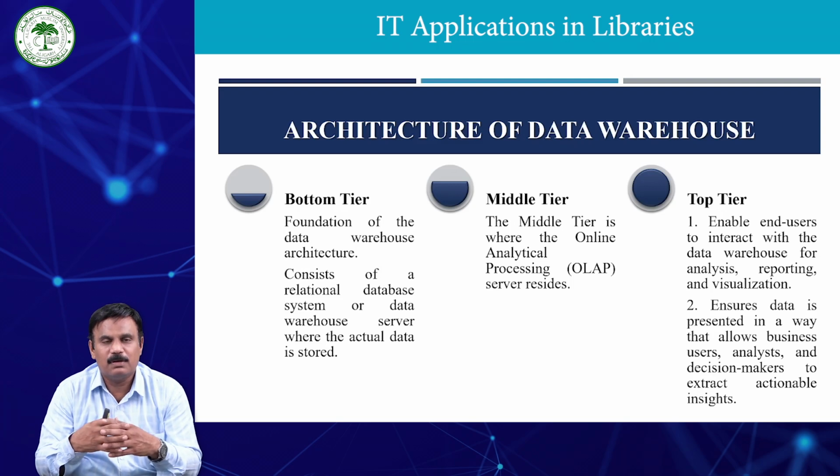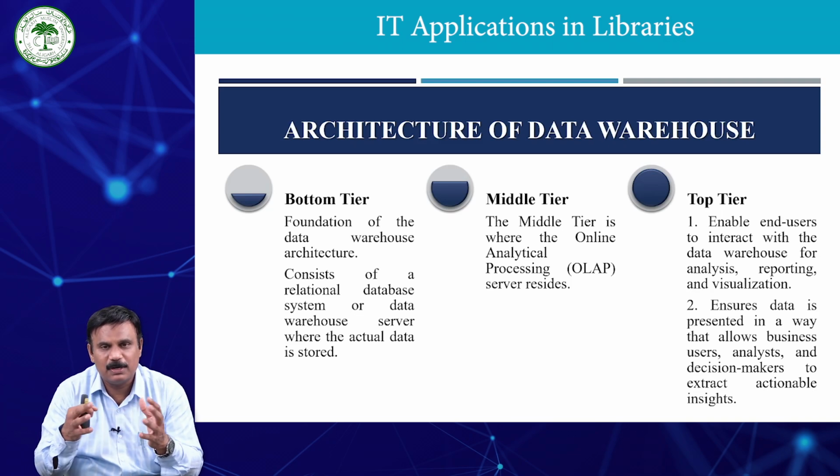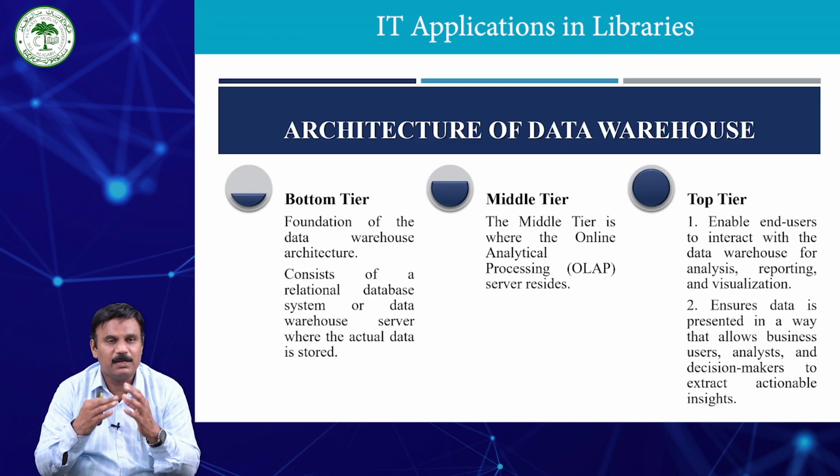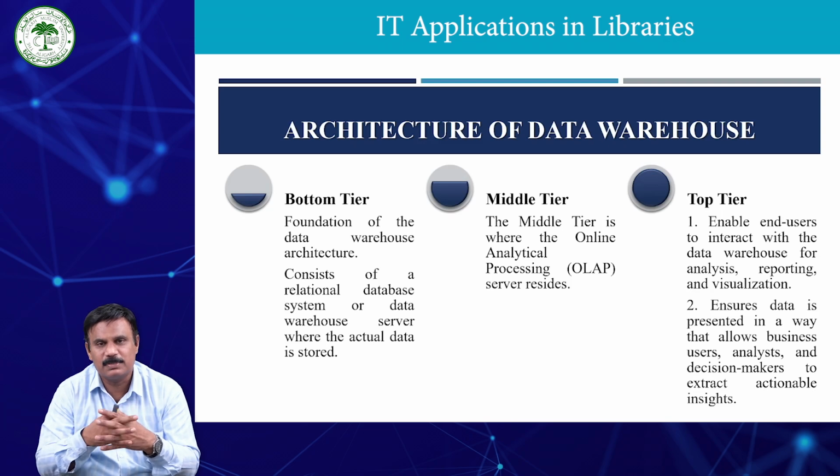If you consider the architecture of data warehouse, we will find it has been divided into 3 tiers. The first tier is the bottom tier, the second is the middle tier, and the third one is the top tier. The bottom tier is the foundation of the data warehouse architecture and primarily consists of a relational database system or warehouse server where the actual data is stored. The data storage in this layer integrates data from various operational databases and external sources.